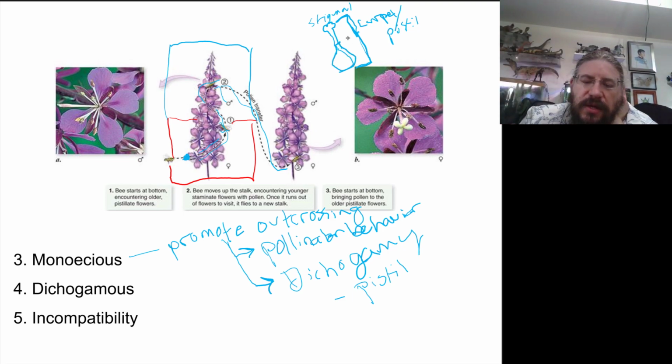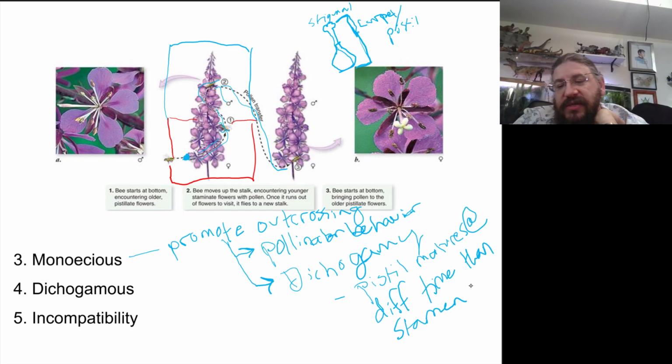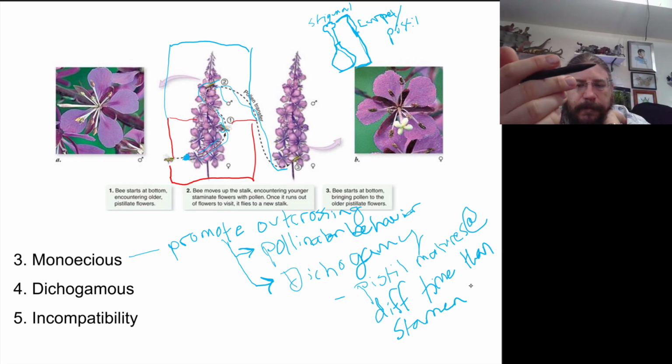Okay, so the pistil matures at a different time than the stamen. In other words, when the pistil is receptive to pollen, the stamens aren't able to produce pollen. And so you don't have to worry about self-pollination because you literally can't self-pollinate because they're mature at different times.